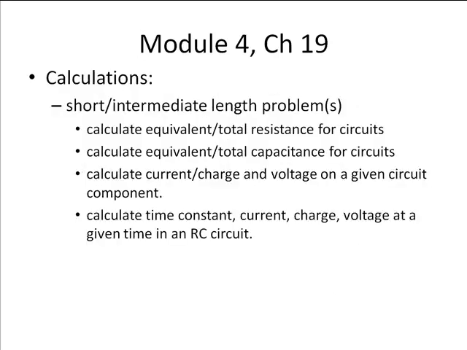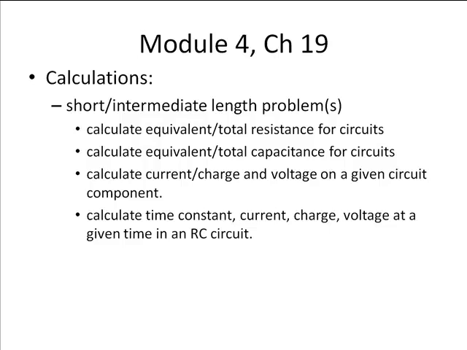All right, what kind of calculations will there be? Well, there's a whole bunch of different topics in this chapter, and so you'll probably see a number of intermediate length problems. So I might ask you to calculate the equivalent or total resistance or total capacitance for some circuits. And obviously it's not going to be a circuit with 10 resistors or 10 capacitors in it, since that would take too long, but you need to be able to do a circuit for 3 or 4 resistors or capacitors relatively quickly. You should be able to calculate the current or charge for capacitor and the voltage on a given circuit component, again for a simple circuit.